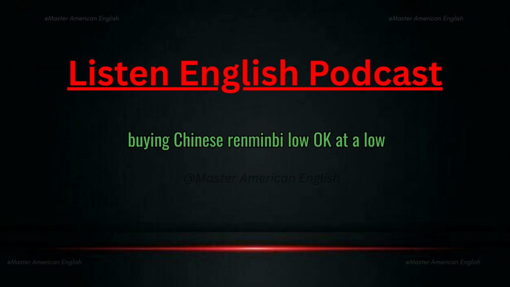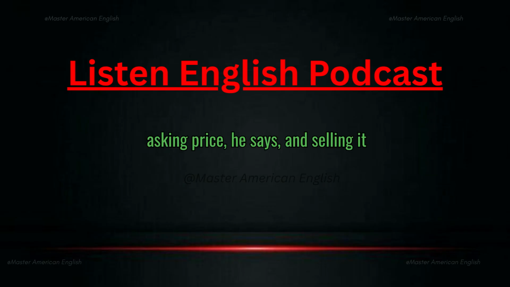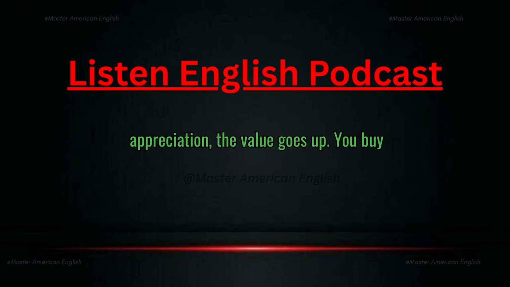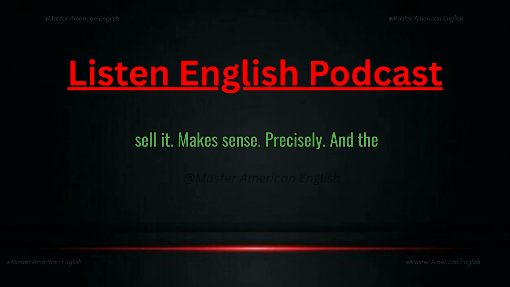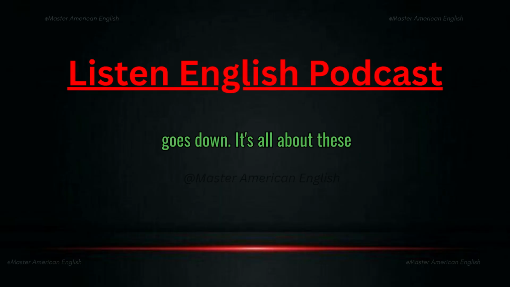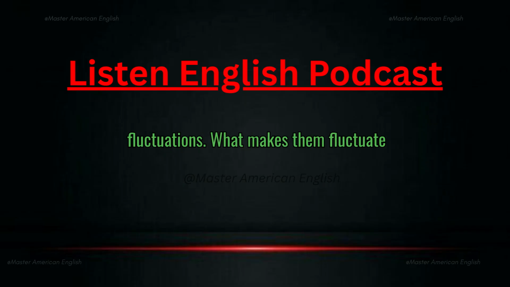John talks about buying Chinese renminbi low. Okay. At a low asking price, he says, and then selling it later at a higher bid because its value appreciated drastically. Okay. So appreciation, the value goes up. You buy it, it gets more valuable compared to maybe the dollar or whatever, and you sell it. Makes sense. Precisely. And the opposite is depreciation, when the value goes down. It's all about these fluctuations. What makes them fluctuate so much? Is it just random or?